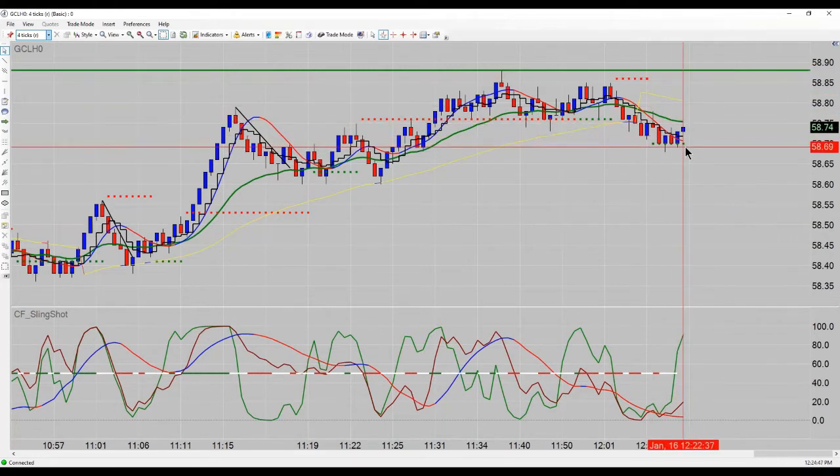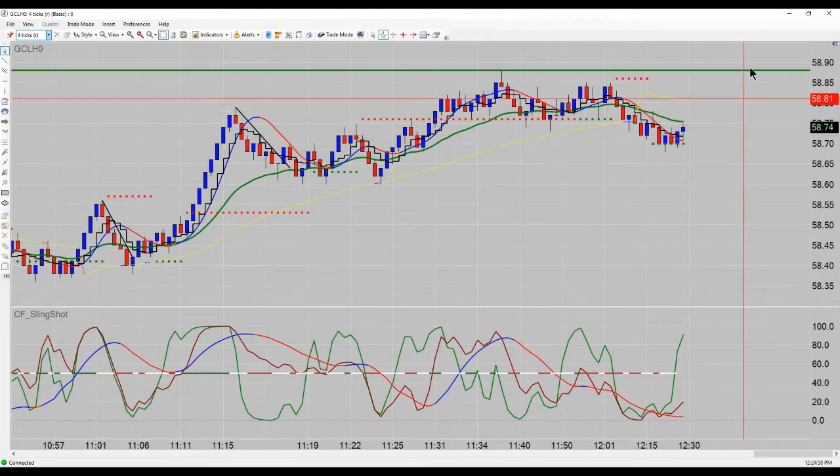If it tests the BBC here, you got to watch because we have dynamic support here that has not been broken. So you got to watch for that. Make sure that any entry is going to be above the MA1 until you break this dynamic support.